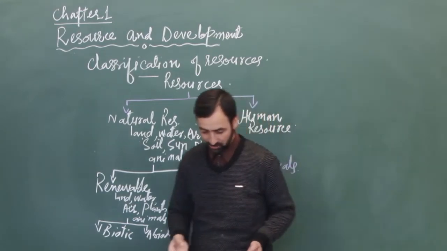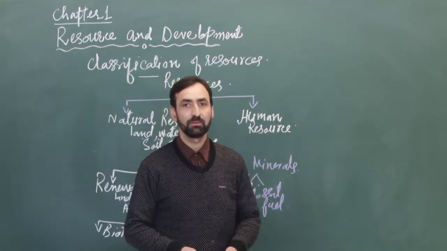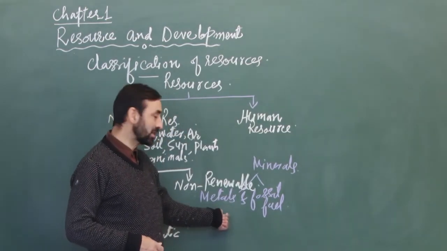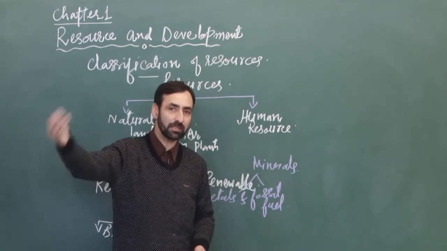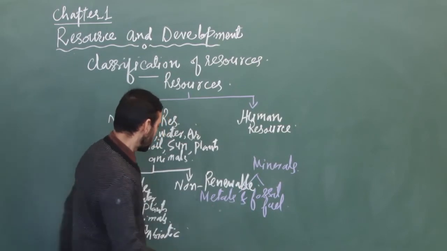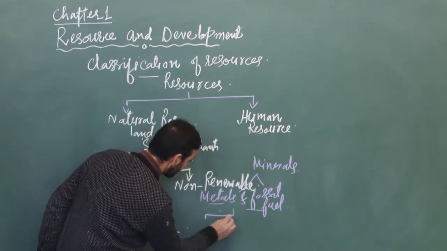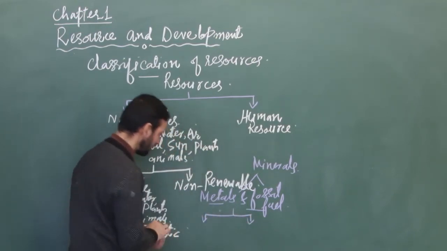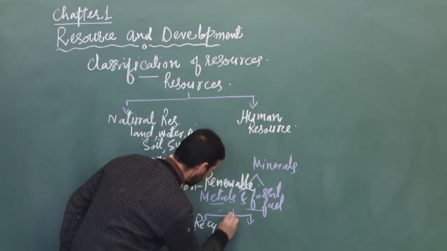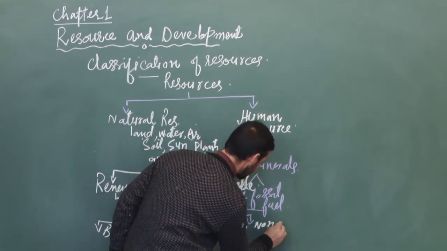Now, non-renewable resources. Non-renewable resources are those resources which cannot be renewed or regenerated. They can regenerate, they can renew, but over millions of years. They take millions of years for their formation. Example: metals and fossil fuels. They are further classified into two subtypes: number one, recyclable, and non-recyclable resources.